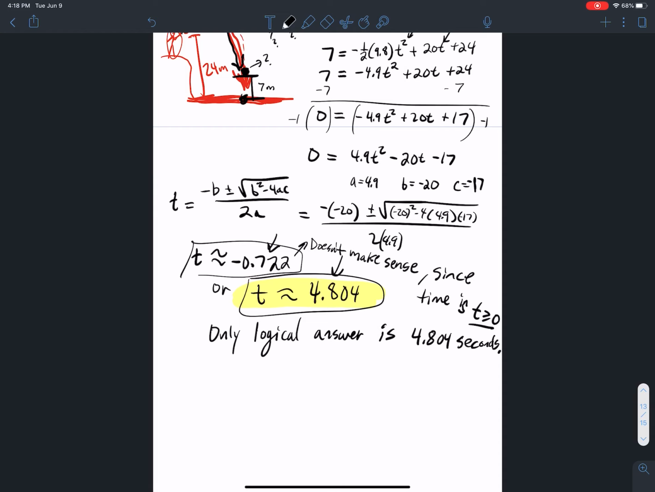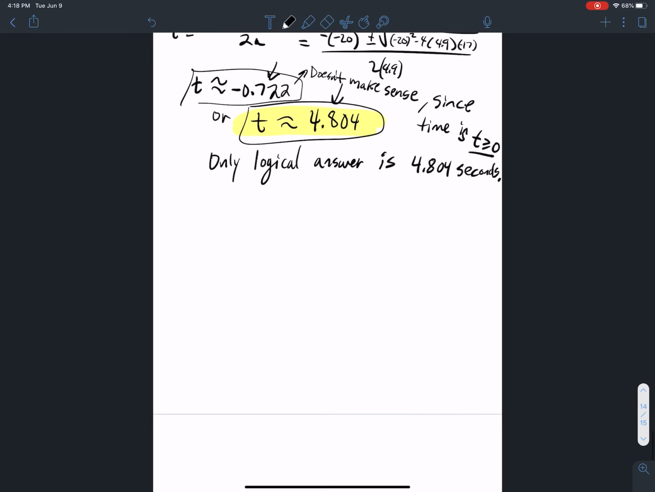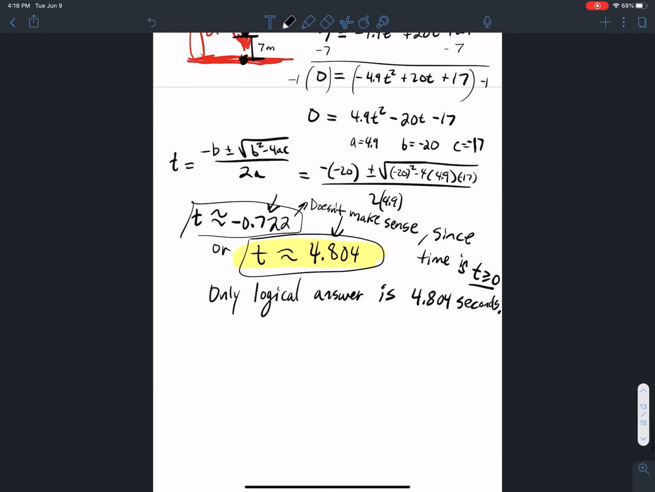Now, say instead of us throwing the ball on Earth, where our gravity is 9.8 meters per second squared, say instead of doing that, we threw the ball on Pluto, okay? And the force of the gravity there is a little bit less. Well, how would that affect the time it takes the ball to land?